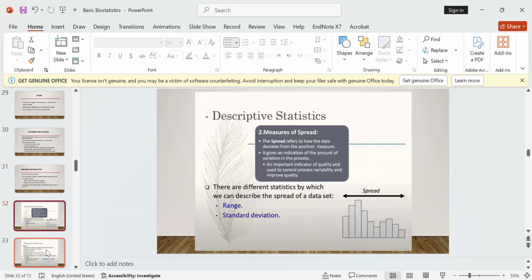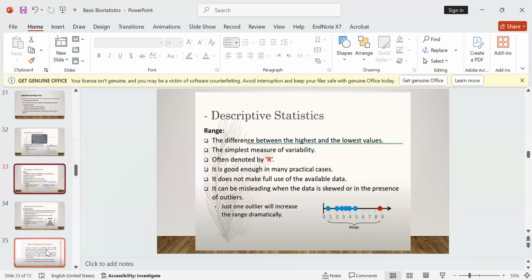Descriptive statistics, measures of spread. The spread refers to how the data deviates from the position measure. It gives an indication of the amount of variation in the process, an important indicator of quality, and is used to control process variability and improve the quality. There are different statistics by which we can describe the spread of our data. Number one is range and the other is standard deviation.